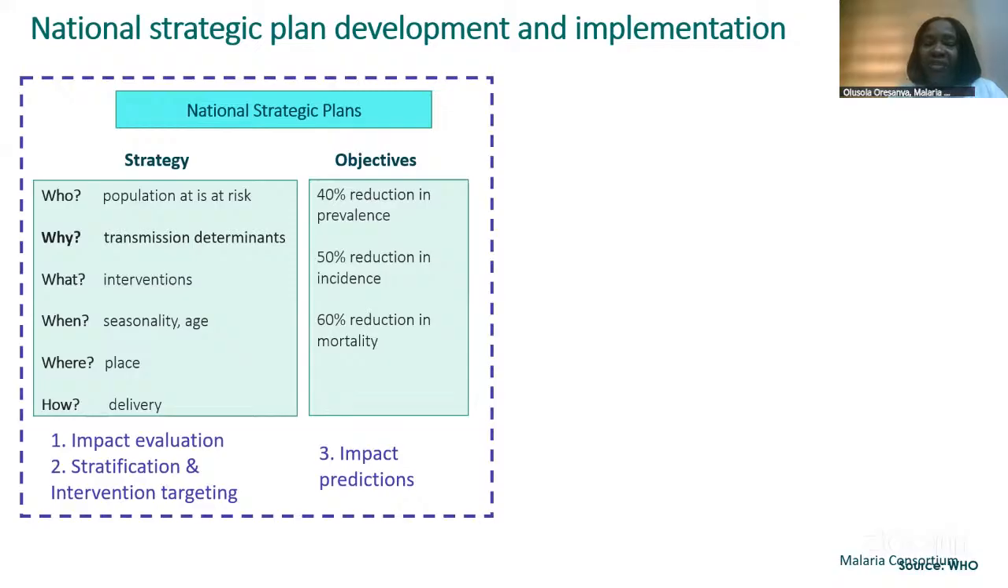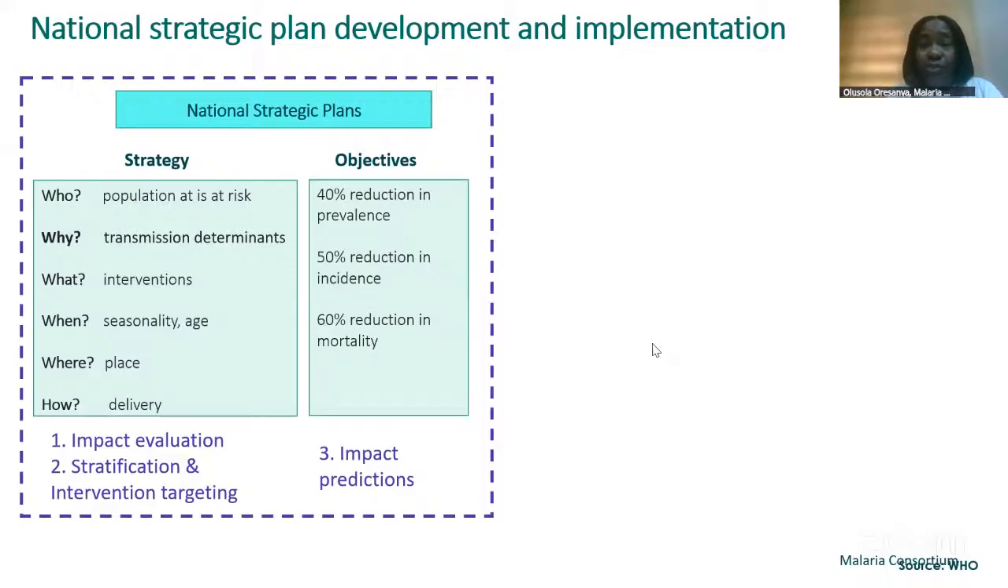So malaria stratification comes in there, where you look at your transmission determinants to determine what the epidemiology looks like and stratify the country into risk zones. And then once you have done that, you ask yourself another question. What is the impact that I want to achieve from deploying these interventions in these areas? And this is where modeling comes in.